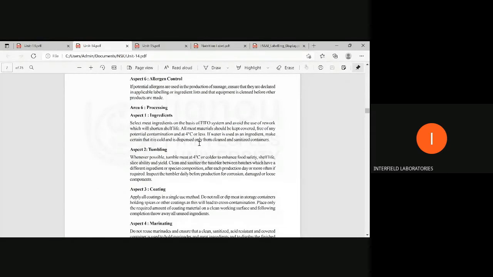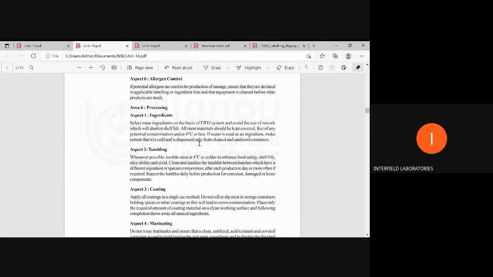Now there is a sixth area in a meat retail unit, which is processing. Select meat ingredients on the basis of first in, first out system. All meat materials should be kept covered, free of any potential contamination and at 4 degrees Celsius or less.